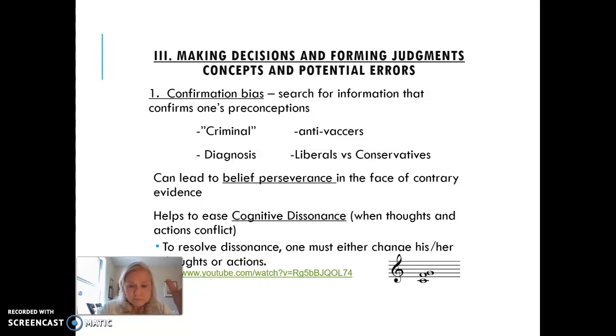But sometimes by ignoring the contrary evidence, but sometimes we get to a point where we have to take an action. So for those of you who know music, you might recognize this as a chord that would be dissonant. It's a suspended chord.